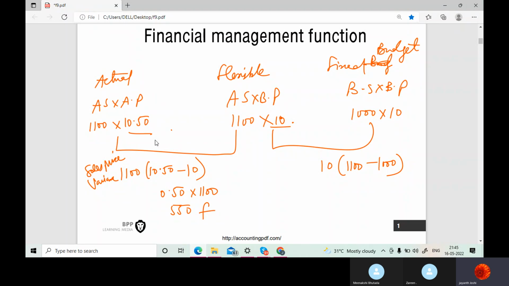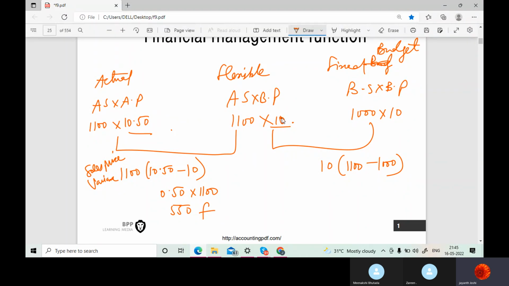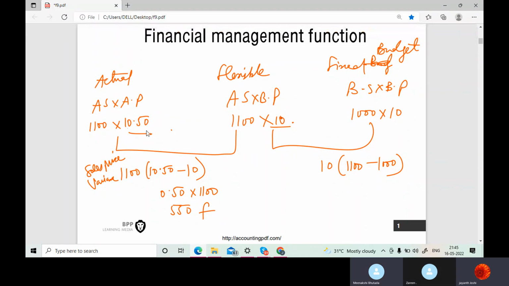So the point here is, we thought that we will sell at 10, but we are able to sell at 10.5. So that's good, favorable. We made a profit. What about the volume variance? We thought that we will be selling 1,000 units, but we are able to sell 1,100. So again it is favorable: 100 into 10, 1,000 favorable. Can you do the same thing for the big bird and tell me the results?